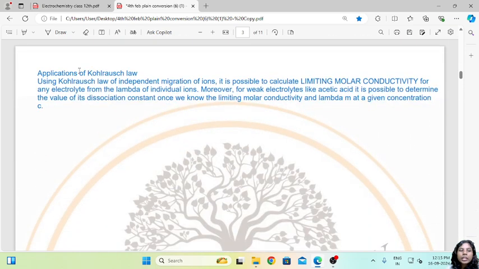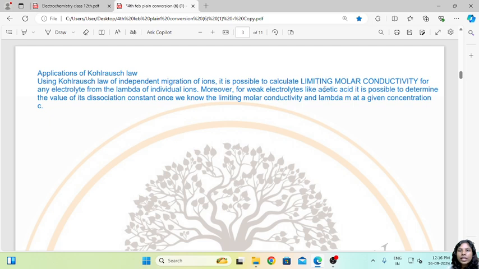Now, the application of Kohlrausch's law. Using Kohlrausch's law of independent migration of ions, it is possible to calculate, firstly, the limiting molar conductivity for any electrolyte from the lambda of individual ions. So if we have the lambda of individual ions, we can find the limiting molar conductivity.